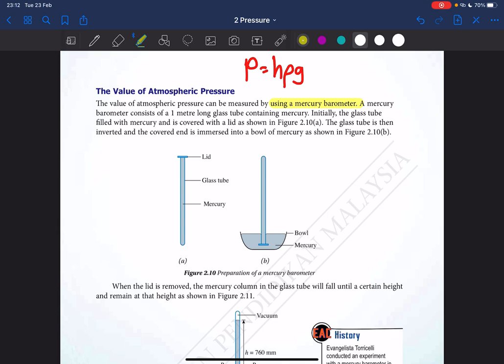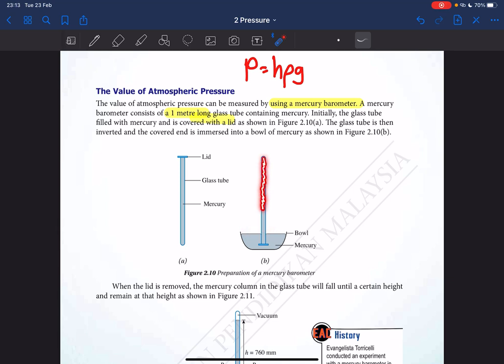First, you get a long glass tube. Then you fill the tube with mercury from the bottom until the top, and you close the lid. Then you take another bowl and invert the glass tube. Initially, all of the glass tube is filled with mercury. What happens when you take out the lid? Since atmospheric pressure acts on all surfaces, atmospheric pressure will press on the surface of the mercury in the bowl.